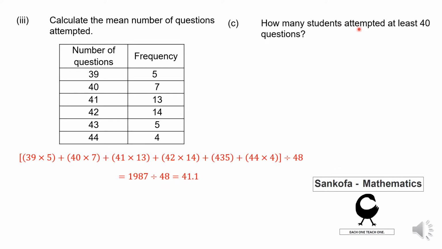Now, how many questions attempted at least? Now, my keyword is at least. That means greater than or equal to 40. So everything, the 7 here, the 13 here, the 14 here, the 5 and the 4. Or, since all of them are 48, just take away the 5 that is not part of that, the 39 that is not part of that. So when you subtract 48 minus 5, you should get 43 students have at least 40 questions or more.